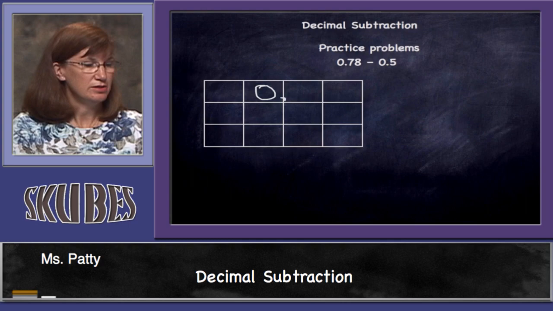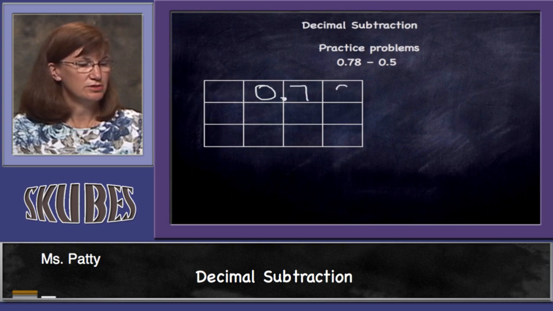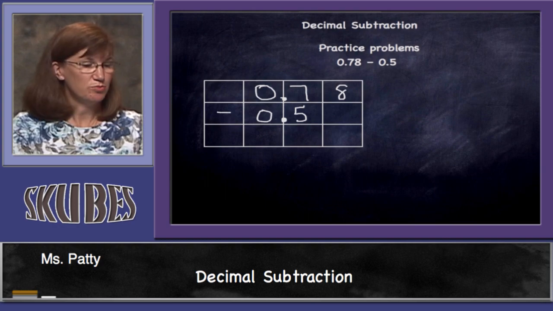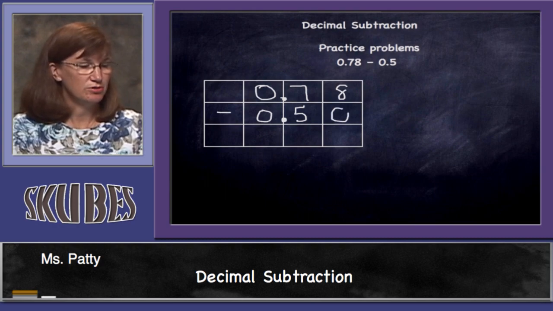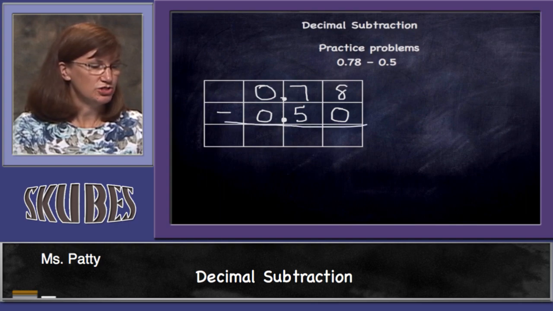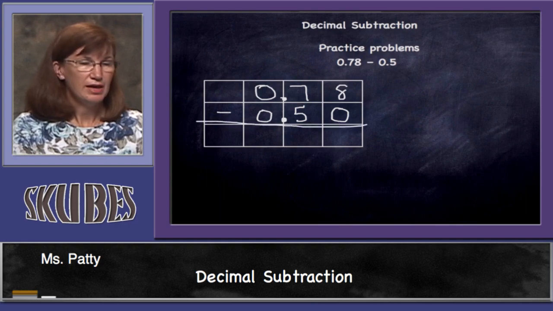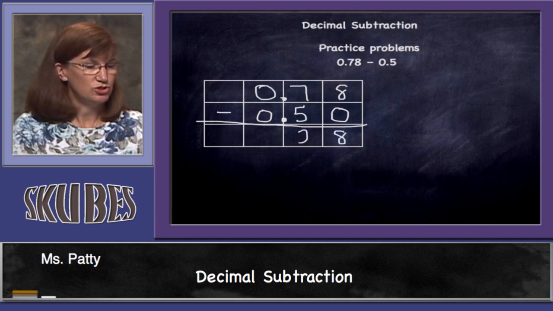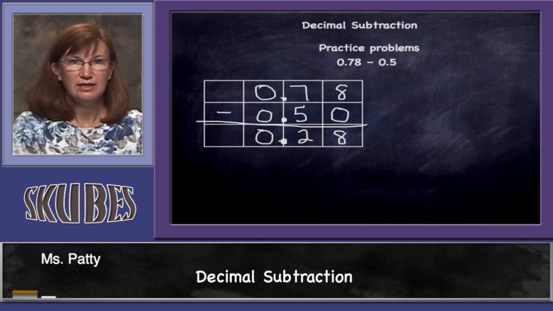We'll write our number in, 78/100 minus 5/10. Now, just as I added a 0 in that first problem to subtract, I can add a 0 here. That makes it a little easier to think about what I'm doing. Doesn't change the value of the decimal at all. 8 minus 0 is 8. 7 minus 5 is 2. 0 minus 0, 0. Put your decimal in, and your answer is 28/100.